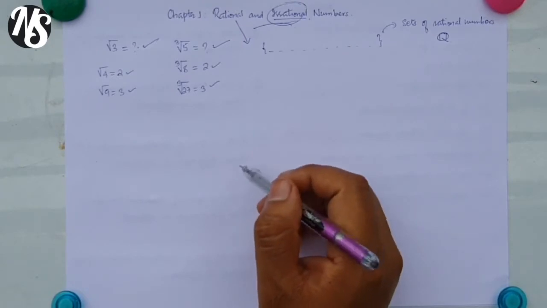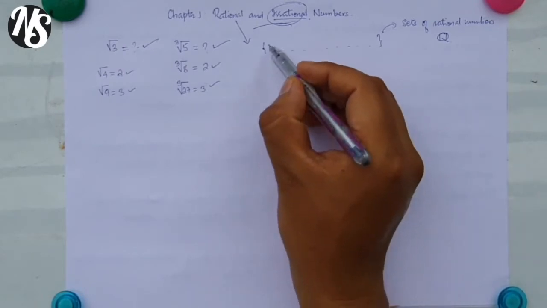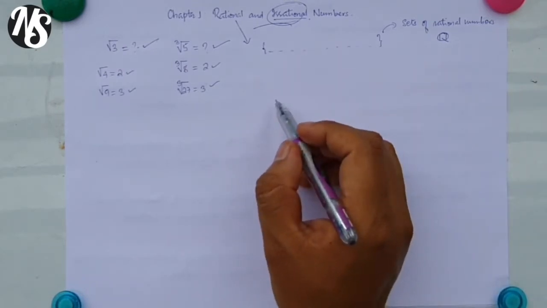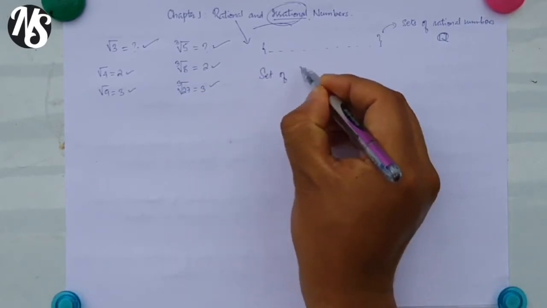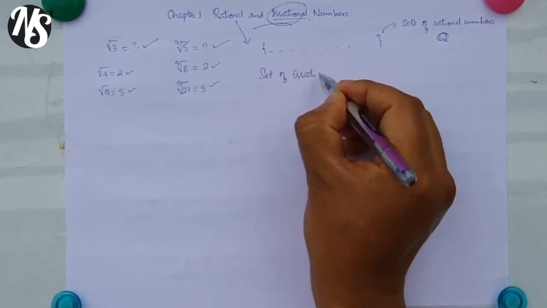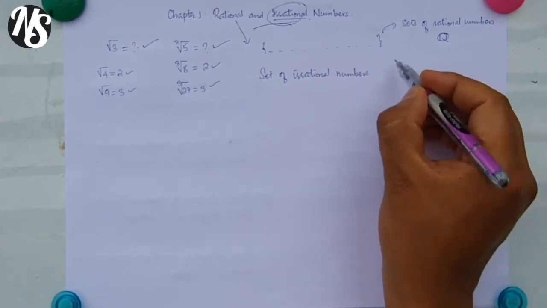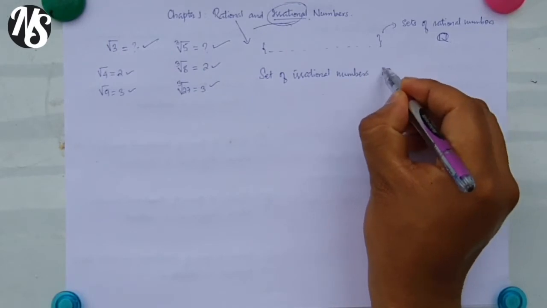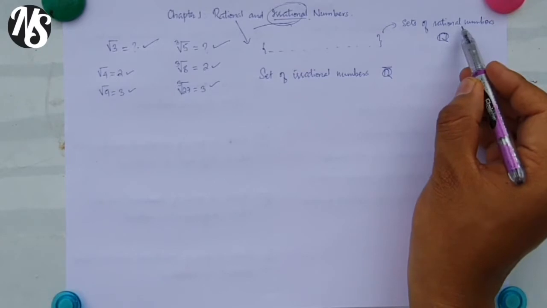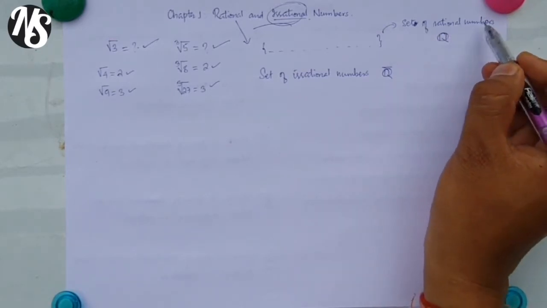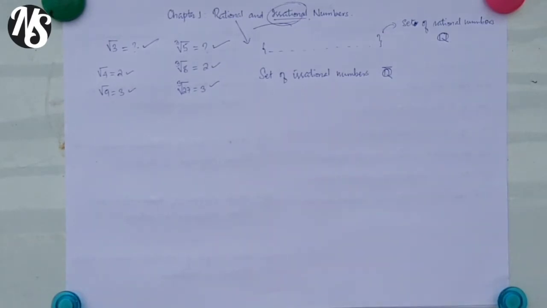Now in this very same set, instead of rational numbers, if I place all the irrational numbers, that is called the set of irrational numbers. The set of irrational numbers is denoted by Q bar. So Q stands for the set of rational numbers, and Q bar represents the set of irrational numbers.